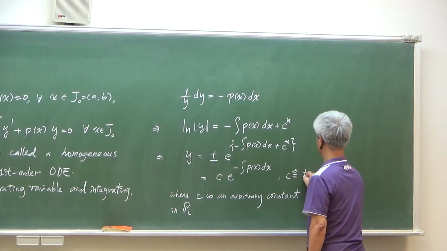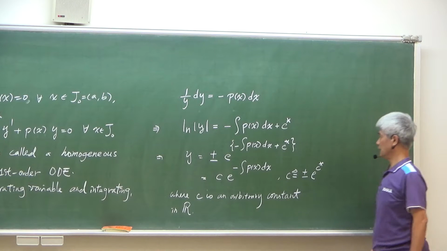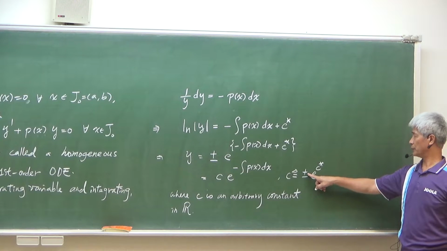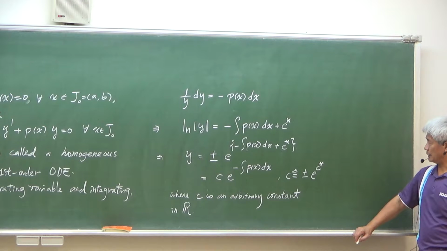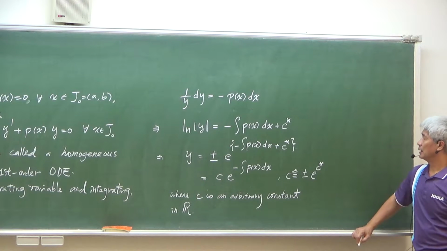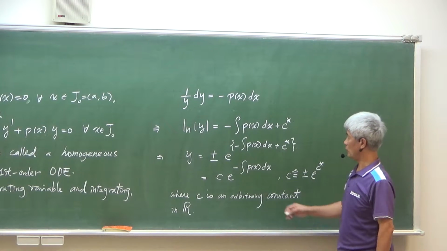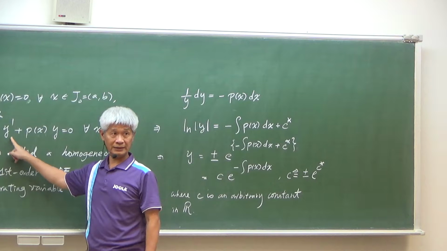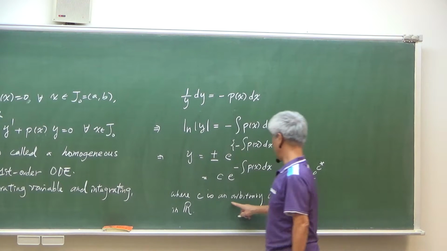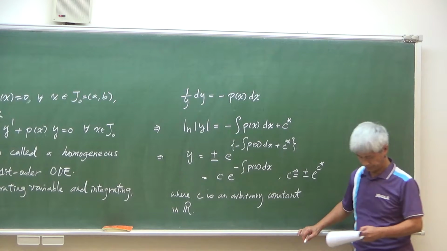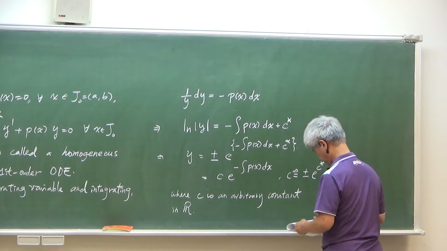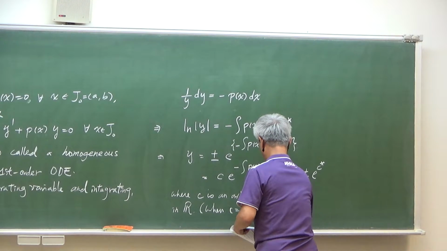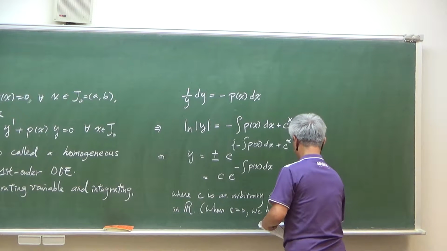We define it this way because exponential functions are usually positive, so when we put in the minus you can get a negative or positive number. And by the way, if c equals 0, then the solution is 0. The solution 0 automatically satisfies this equation, right? So c can be any arbitrary constant, including 0. When c equals 0, we have the trivial solution.